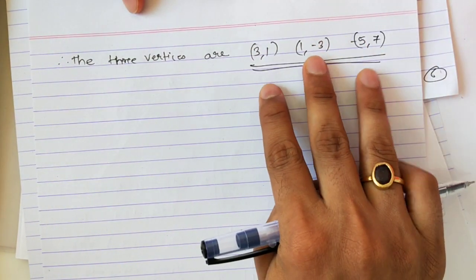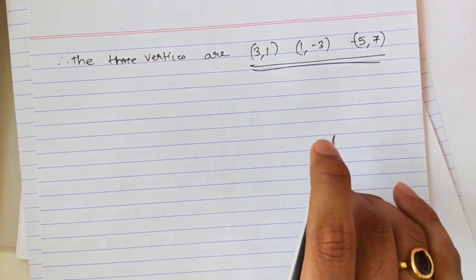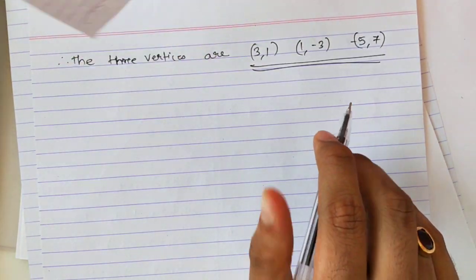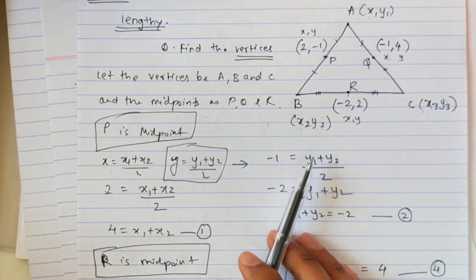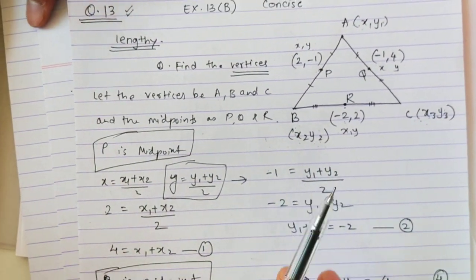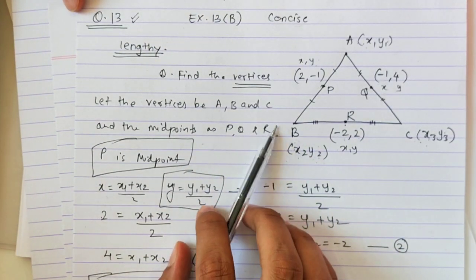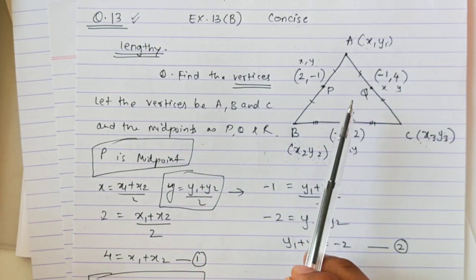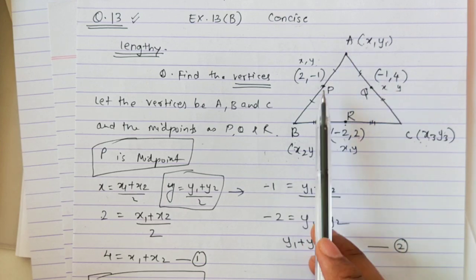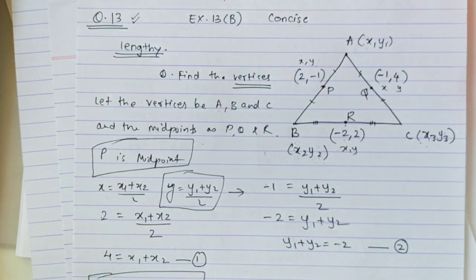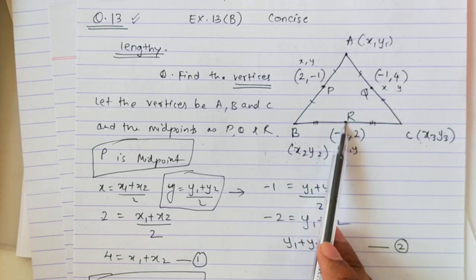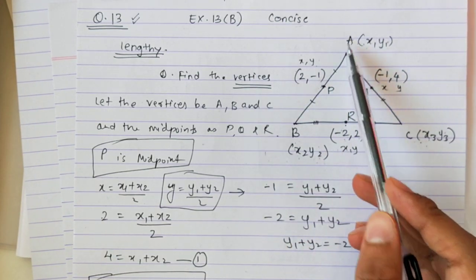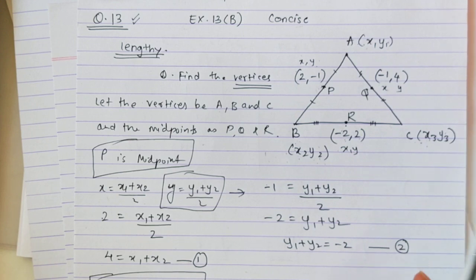To find these 3 vertices, we did this sum, which took at least 2 pages to solve. See, it took us 20 minutes to solve this sum. But still it is an important sum, so I had to do it. Here is a revision. First the question was P, Q and R were given as the midpoints. So we labeled the vertices as x1, y1, x2, y2 and x3, y3.